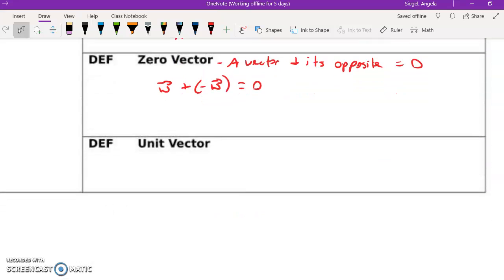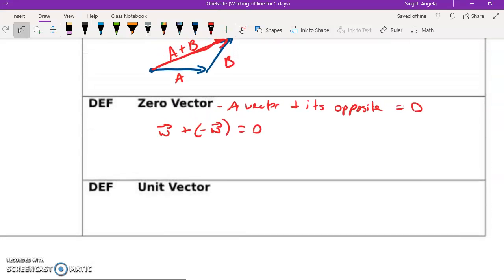Okay, and the last thing is a unit vector. And this is just a vector with the magnitude of 1. So remember, magnitude means length. And it can be anything. So I'm just going to put 1 unit.